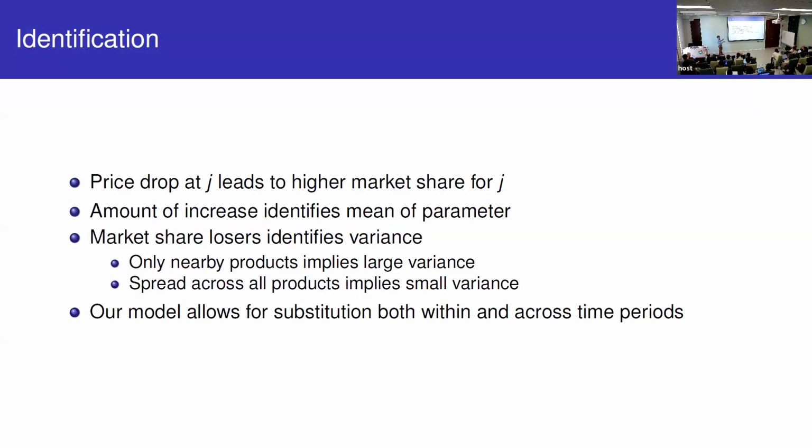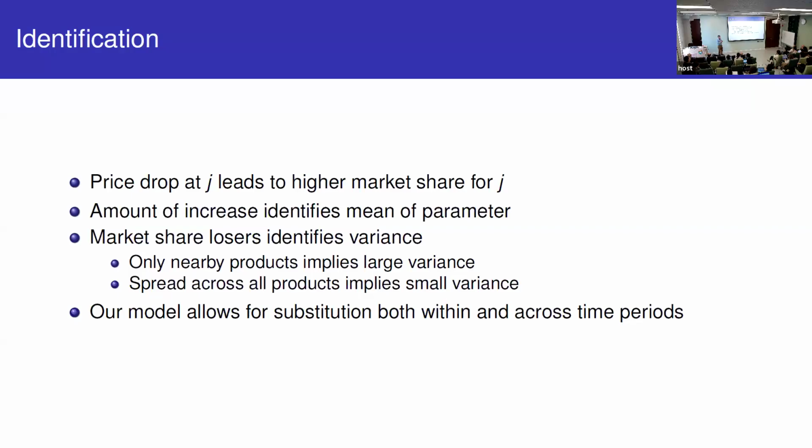Identification is not quite the right word, but this goes back to the discussion of what is the variation in the data that's telling us about our parameters? It's exactly the same as BLP. As, let's say, a product characteristic improves, market share is going to go up. That tells us about the mean utility coefficients, the alphas. Where do those products come from? That's going to tell us about whether the sigmas are big or not.